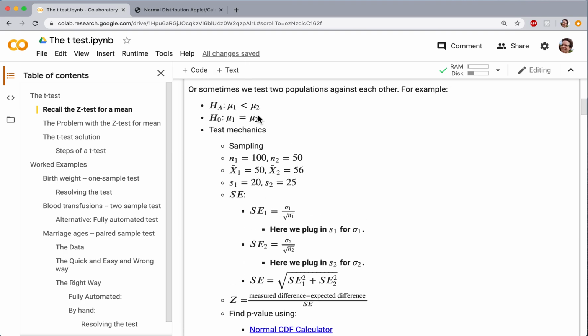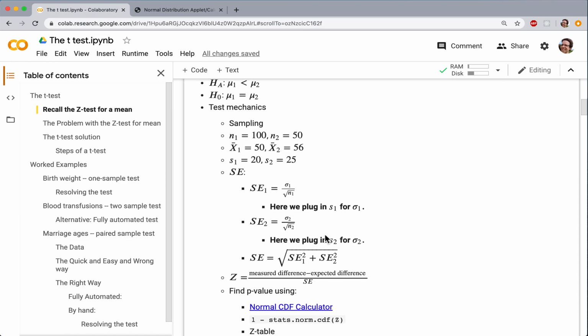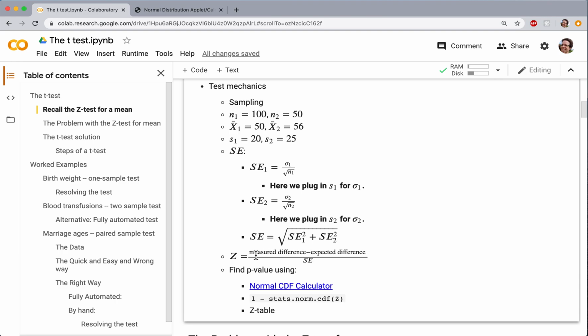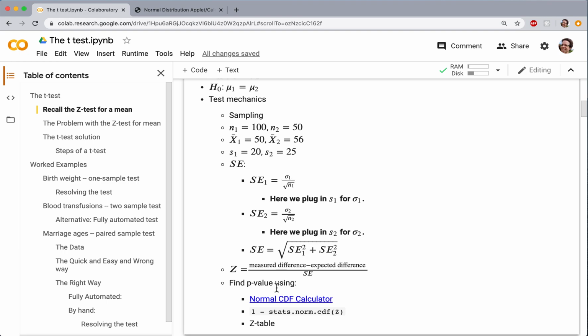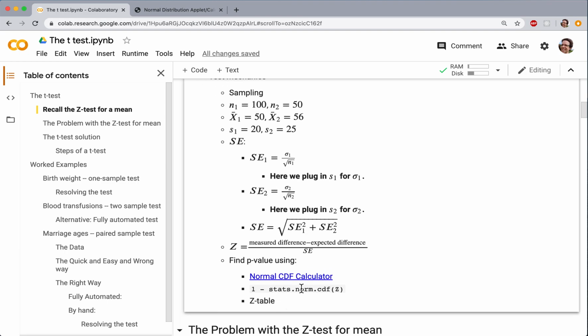This hypothesis would be phrased mu2 minus mu1 is greater than 0, versus mu2 minus mu1 is equal to 0. And then we would take the measured value of the difference, mu2 minus mu1, which would be x bar 2 minus x bar 1. Then the expected difference would typically be 0, and we divide by the standard error for the difference. This would calculate a z-score for the difference between two means, and then we would calculate the p-value using any of the same tricks.